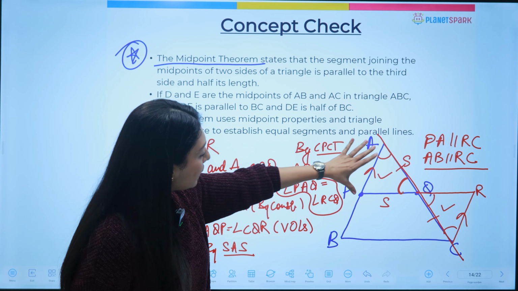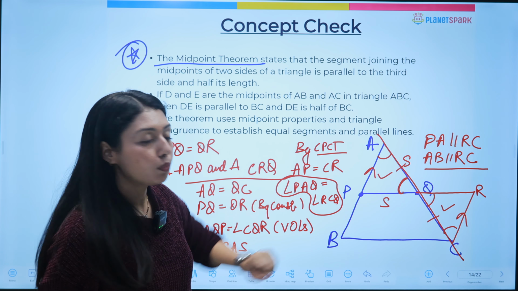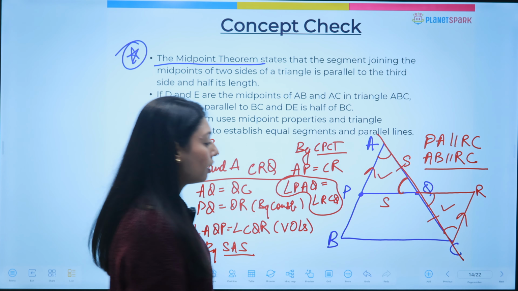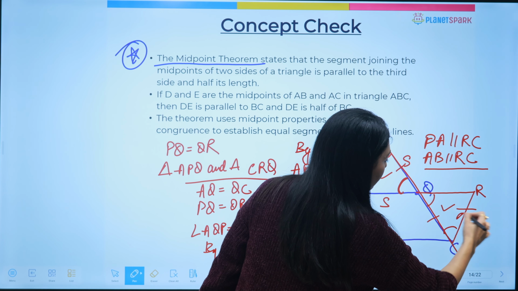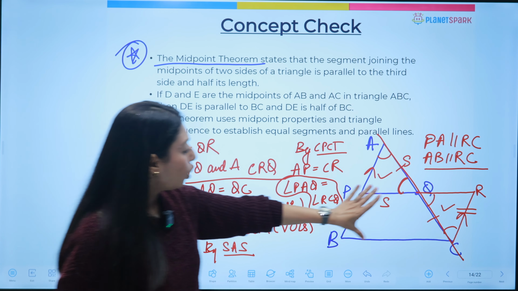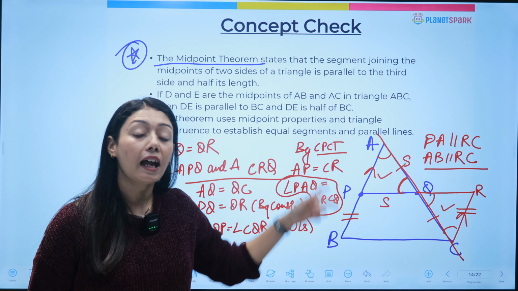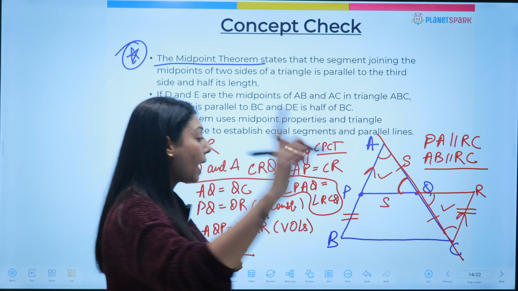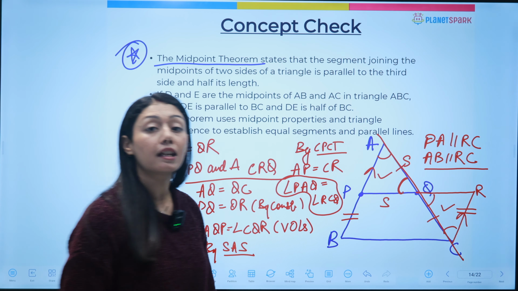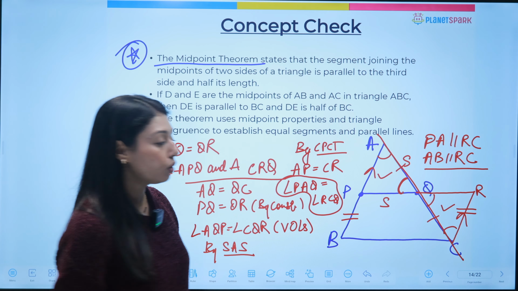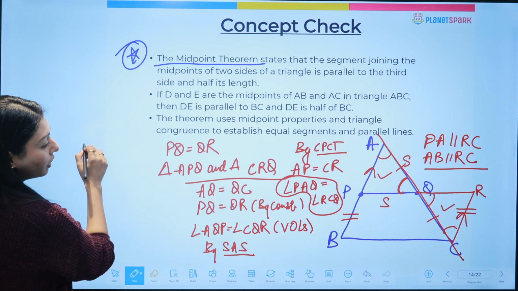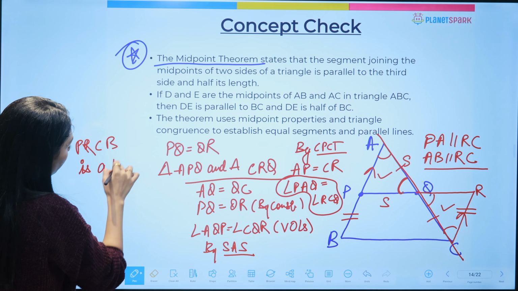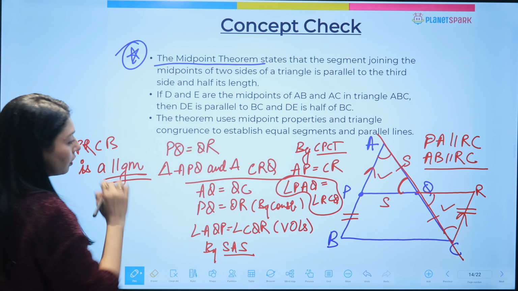Now, P is the midpoint here, so AP is equal to PB. Now AP is equal to CR and AP is equal to PB. So I can say PB and CR are equal. Two opposite sides are parallel and equal, that makes BCRP a parallelogram. So if one pair of opposite sides is parallel and equal, I can say the quadrilateral is a parallelogram. So we have got here, let me write, PRCB is a parallelogram, right, everybody?